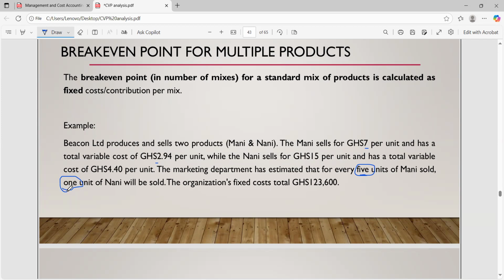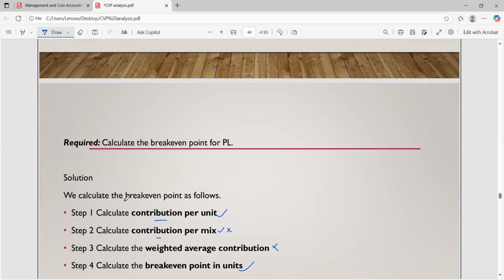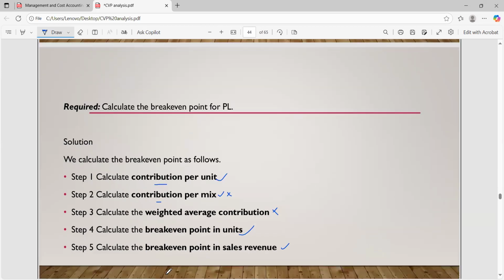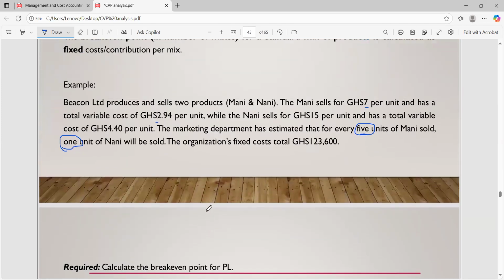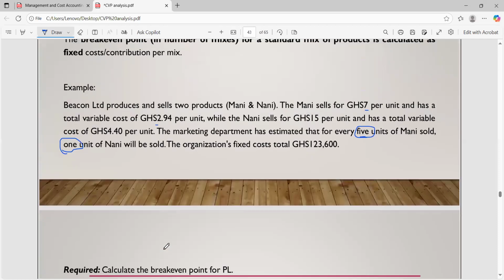The organization's fixed costs total 123,600. Okay. Now, what are they expecting us to do? They are expecting us to find a break-even point in units and then a break-even point in sales. Now we can't find a break-even point for a product mix directly. So we need to determine first their individual contribution per unit, which we've already discussed.